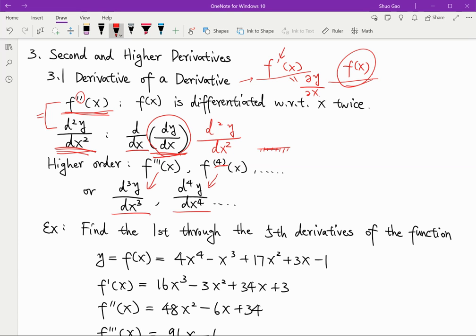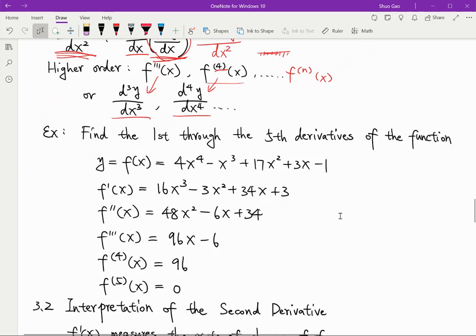So here we have different notations. But all you need to know for now is that f double prime x is the derivative of the first derivative, or we take the derivative twice, right? And all of them, from f prime x to f superscript (4) x or f superscript (n) x, that means we take the derivative n times. All of them are functions.